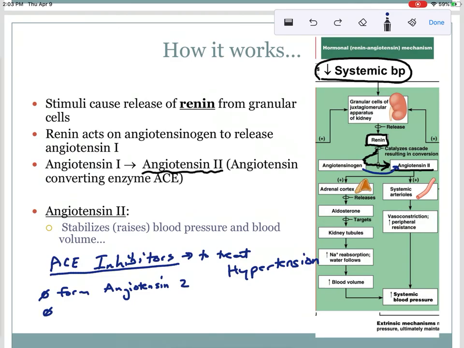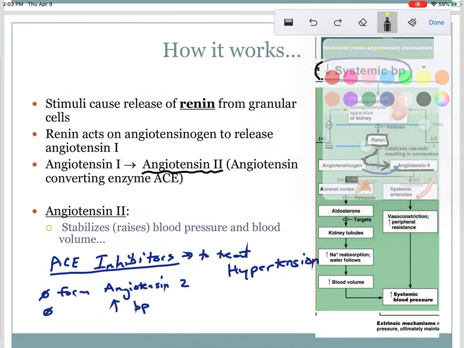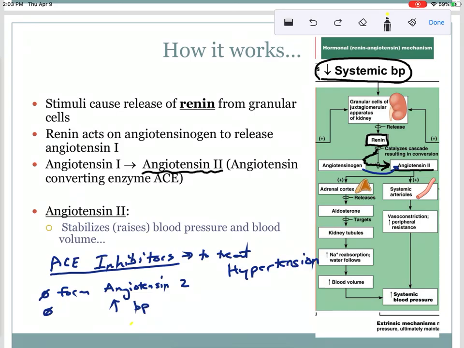What is the role of angiotensin 2? Angiotensin 2 helps to increase blood pressure. If I block what usually increases blood pressure, what is the net result? The net result is a decrease in blood pressure.